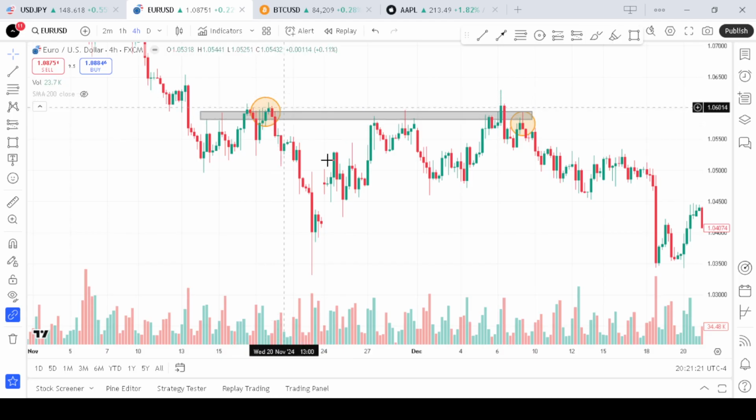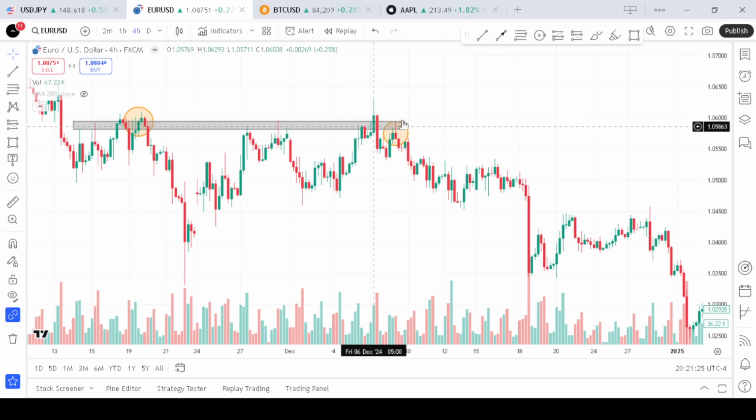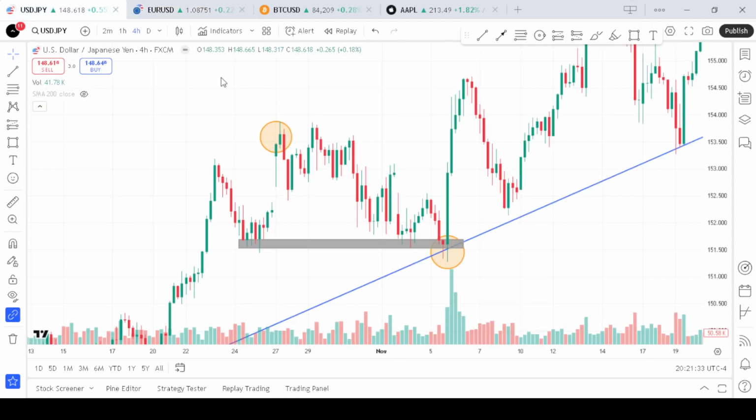Price failed to break above this area, failed to break above this area, and failed to break above this area. So this is an area where you'll be looking for your shooting star candlestick pattern at a resistance area, while at a support area is where you'll be looking for your hammer candlestick pattern.